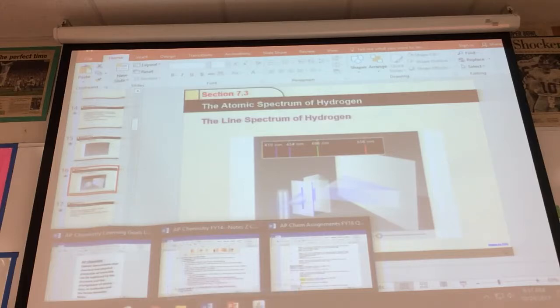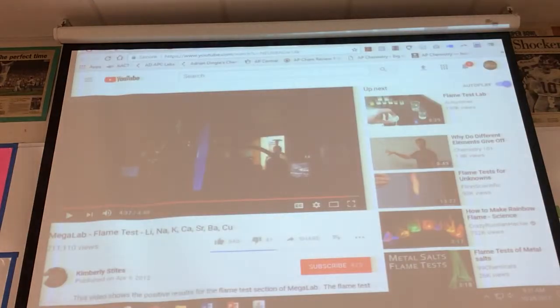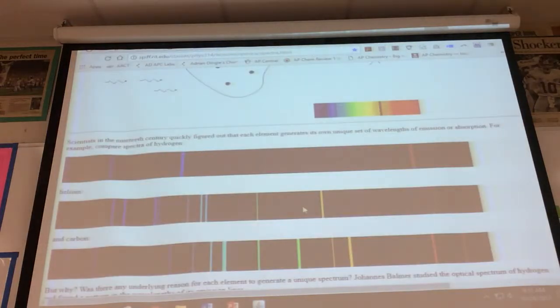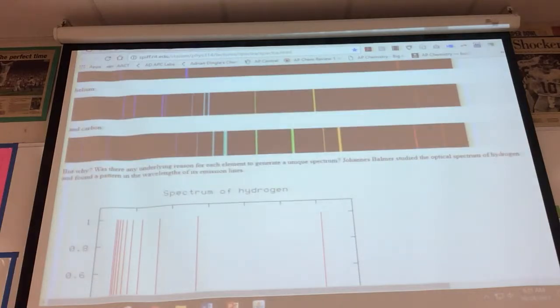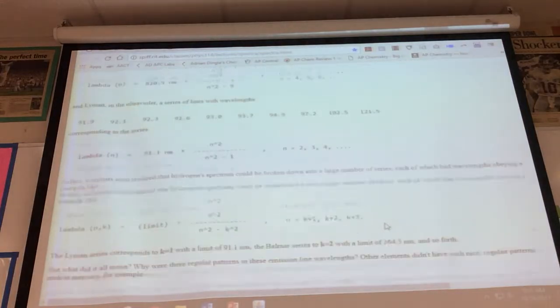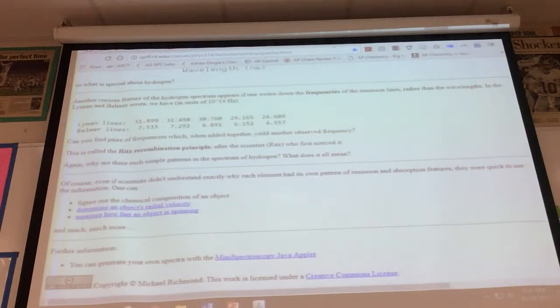Each line emission spectra is unique. So for example, here's hydrogen. Actually, it usually has 4 lines. This is a doublet right here. Here's helium. Here's carbon. We can take a look at a whole bunch of them.